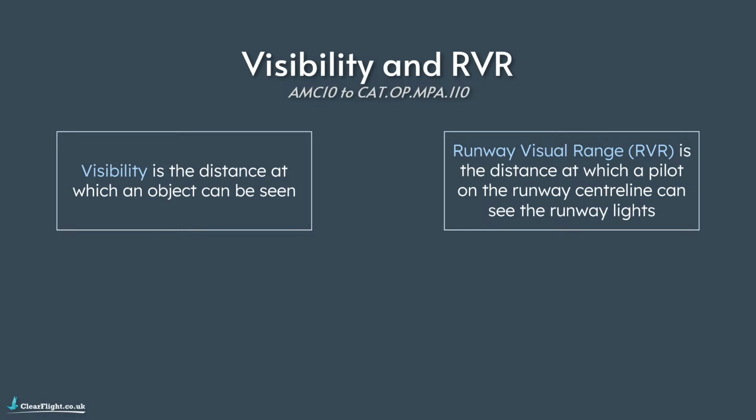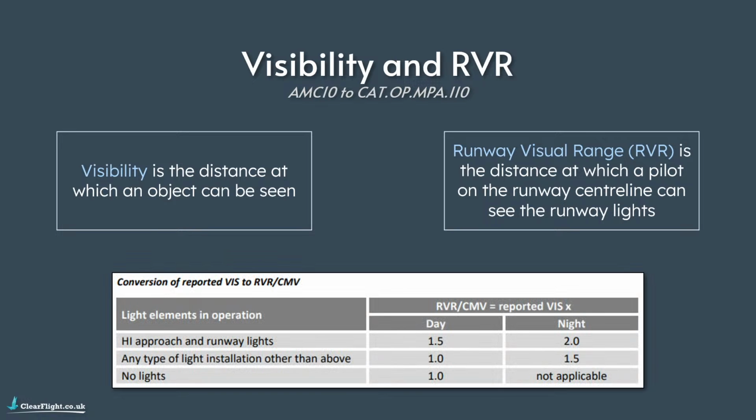That said, if you haven't got an RVR reported, but your minima is stated in terms of RVR, we can use this table here to convert a visibility to an RVR. So looking at the first row of this table here, assuming the airport has high intensity approach and runway lighting, then we can take the reported visibility. During the day, we can multiply it by 1.5, and at night, we can multiply it by 2, and we can use that as an effective RVR. So if our minima is stated in terms of RVR, we can take the visibility, multiply it by whatever factor this table says, and we can use that as our RVR value.